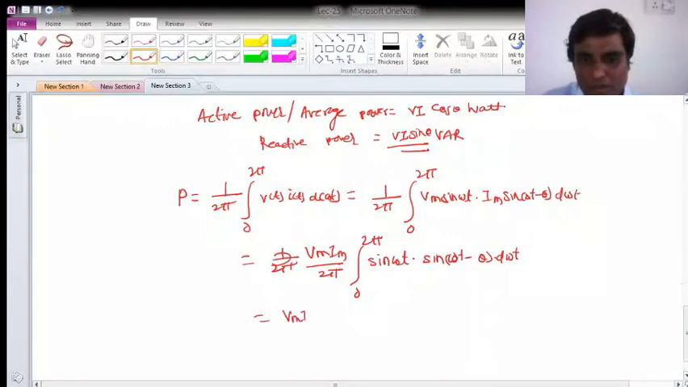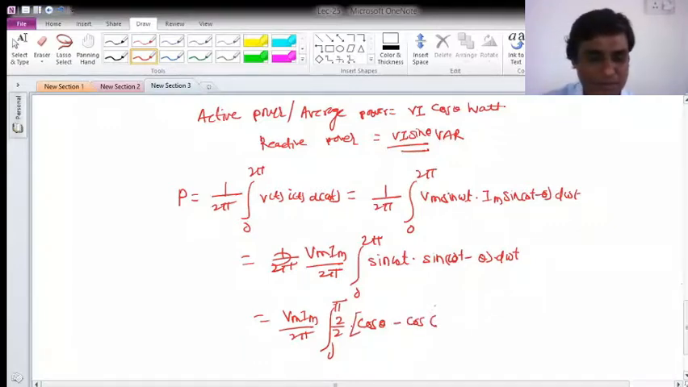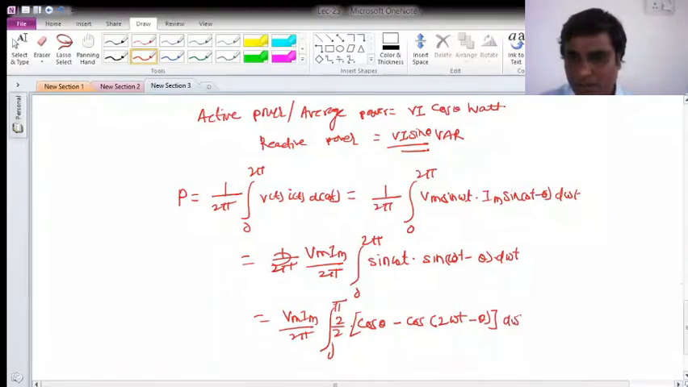And this is Vm Im over 2 pi. I can solve this using sin alpha into sin beta. I have to adjust this 2 for 2 sin alpha sin beta. So this will become cos theta, because cos of alpha minus beta, minus cos of alpha plus beta, which will be cos of twice omega t minus theta, with d omega t.